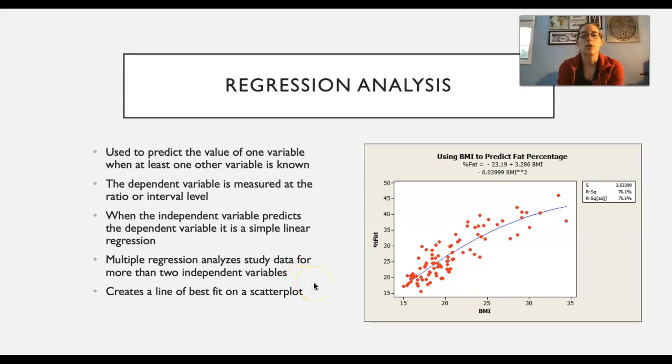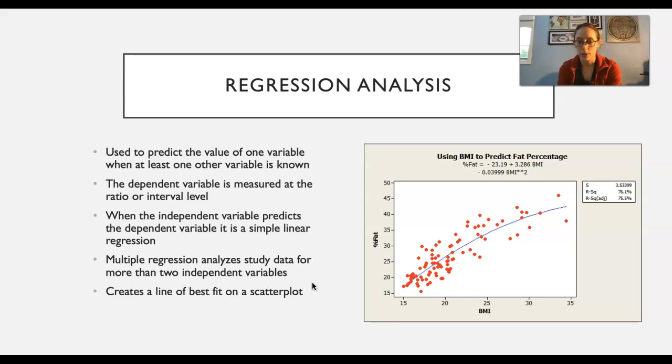Then we get into what's called a regression analysis. This is often used with more than one statistical tool. So sometimes you'll get a regression analysis before you get a chi-squared test or an ANOVA test, and we'll talk more about those here in a second. But it's used to predict the value of one variable when at least one other variable is already known.